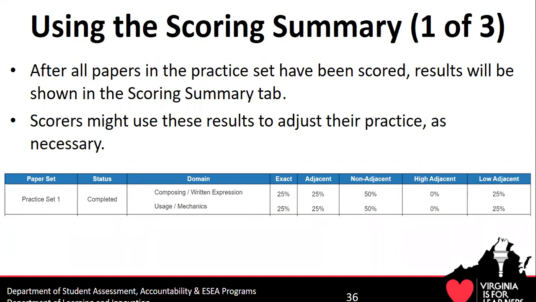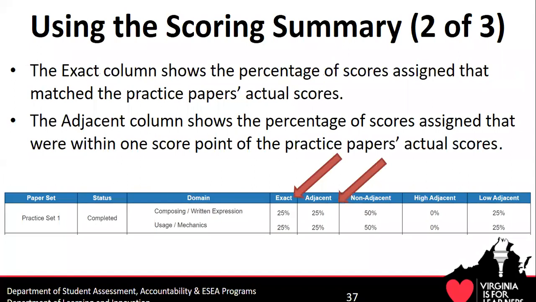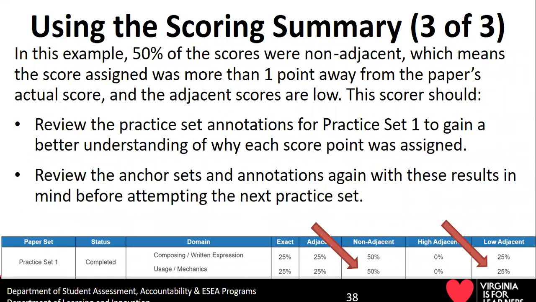And on the next slide, I will point out what I just said. I apologize for that. So I think we could go ahead and skip this one, but the arrows mark out those exact and adjacent columns. In this example, 50% of the scores were non-adjacent, and again, that means the score point was more than 1 point away from the actual score. And those scores that were adjacent, so within 1 score point, they were low.